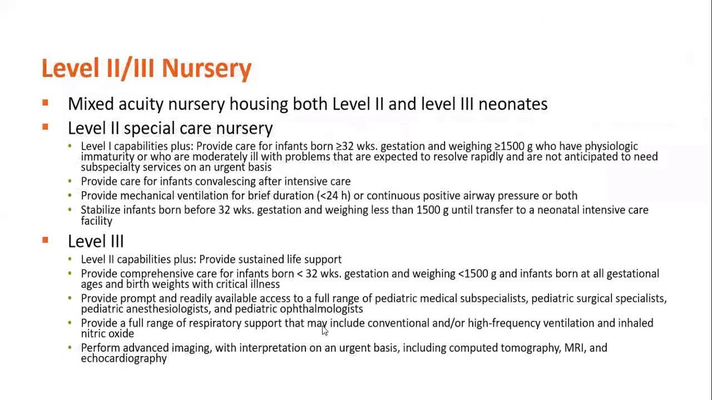So there will be a great deal of information on the next few slides. I just wanted to highlight the capabilities of each of these eligible locations. The Level 2, Level 3 nursery provides a mixed acuity nursery that houses both Level 2 and Level 3 neonates. A Level 2 special care nursery provides care to infants that are greater than or equal to 32 weeks gestation and weighing greater than or equal to 1,500 grams, who have some physiologic immaturity or who are moderately ill and are expected to resolve rapidly.